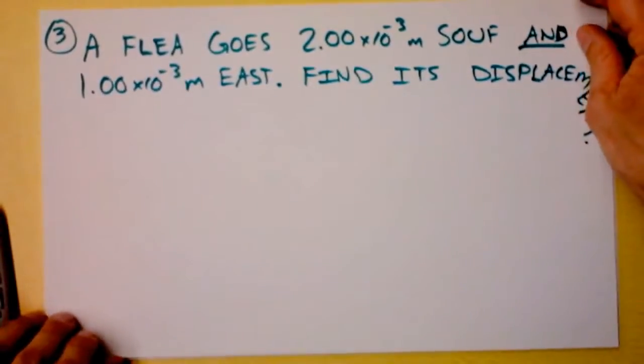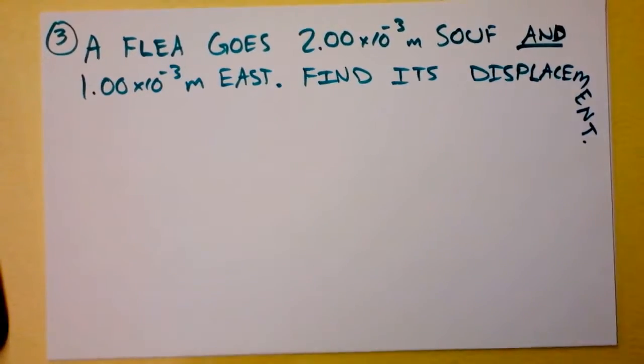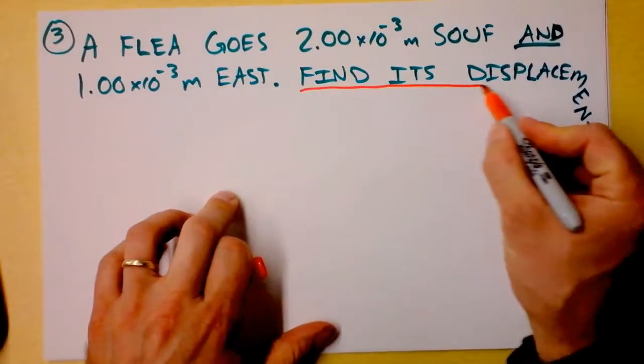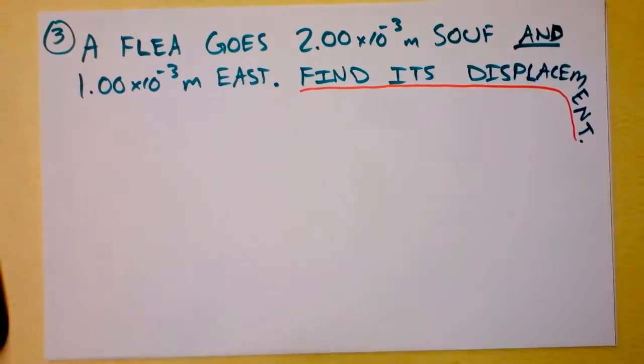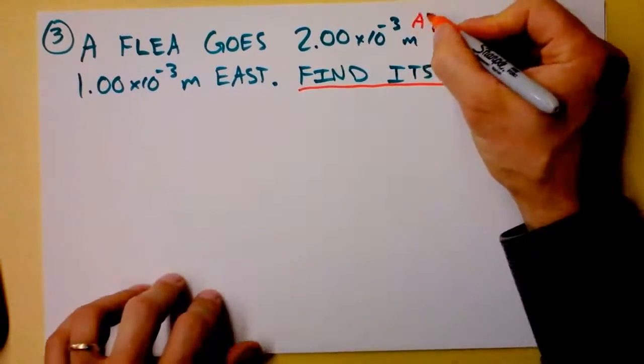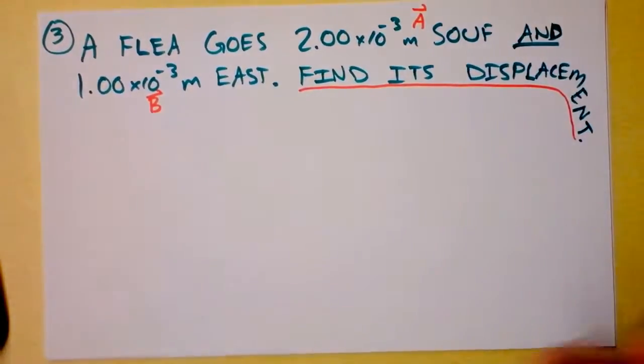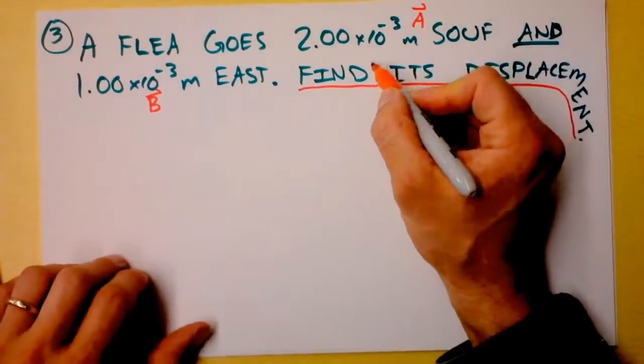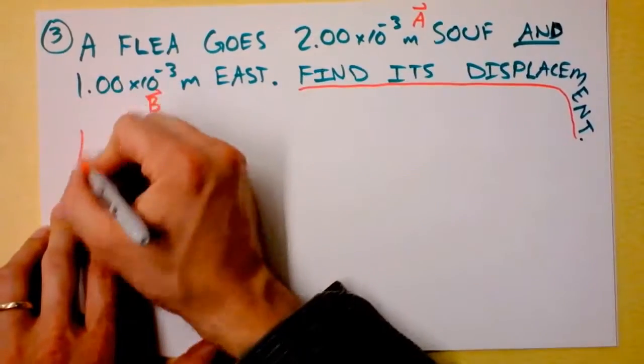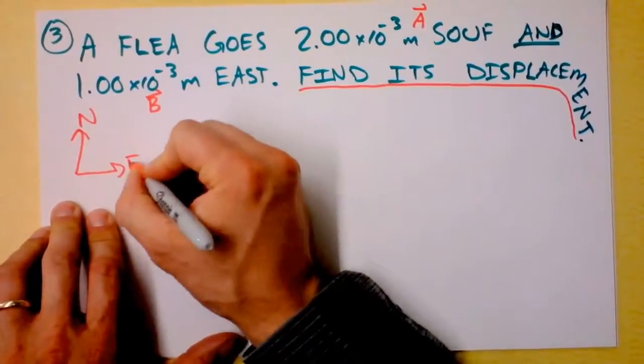Here's the third problem. A flea goes a little bit to the south and a little bit to the east. And you actually are given a problem here. You have to find the displacement of the flea, which is sort of what we have been doing. We've been adding these vectors. So I'm going to define this guy as A, and I'm going to define that guy as B. And I'm going to draw them. Well, this one's supposed to be twice as long as that one, but I need to establish a coordinate system. Here's my coordinate system. It says north and east.